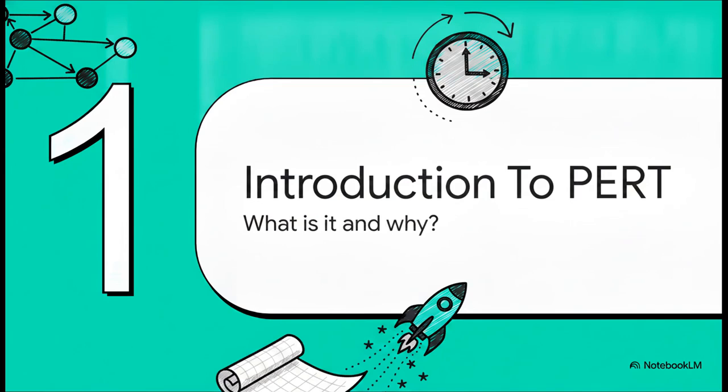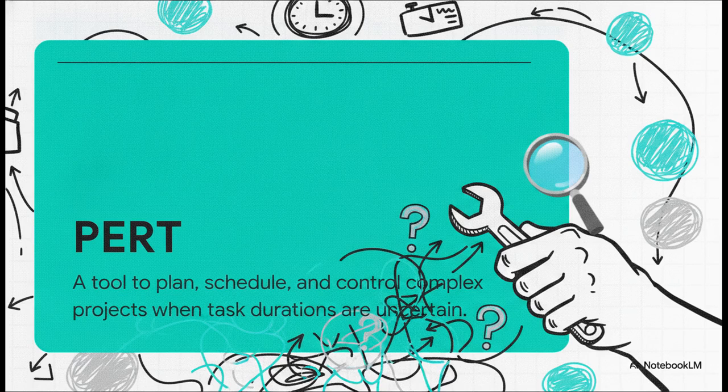So, Section 1, Introduction to PERT. What does it actually stand for? PERT stands for Program Evaluation and Review Technique. Basically, it's a project management tool explicitly designed to plan, schedule, and control complex projects. But the absolute most important part of that definition is right at the end, especially when task durations are uncertain. This is absolutely your ultimate tool for taming chaos when you're just not sure how things will play out.